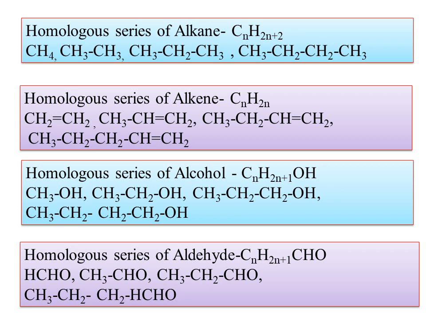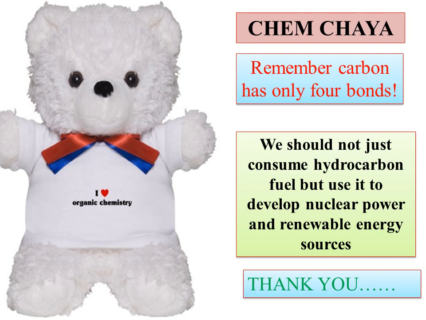For example, the homologous series of alkanes has CnH2n+2 as the general formula, and the difference between consecutive members is CH2. This is a series we make: methane, ethane, propane, butane. Similarly, for alkenes, if you consider ethene, then you have propene, then butene, pentene, etc. Similarly, there are homologous series of alcohols and of aldehydes. These homologous series have a general formula, and the difference between the first member and the next member will be a CH2 group. So remember, carbon has only 4 bonds.